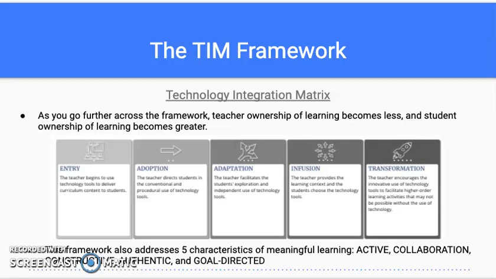Unlike the SAMR model, this framework also addresses 5 characteristics of meaningful learning. Those include active, collaboration, constructive, authenticity, and goal-directed. And so with this framework, the level of technology integration really depends on 1, how much the teacher is directing versus a student directing. 2, the amount of student choice in completing those assignments. 3, the level of complexity of those learning activities. 4, the conventional use of tools versus the innovative use. And then finally, 5, the degree to which it applies to the real world. So being able to bring that in.